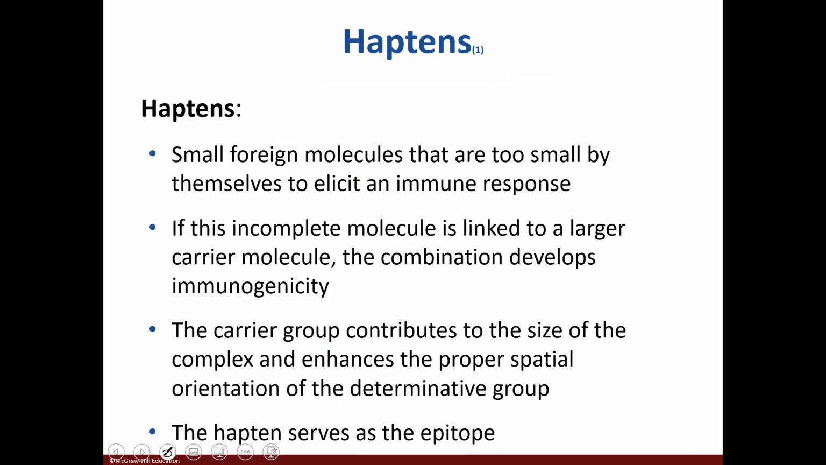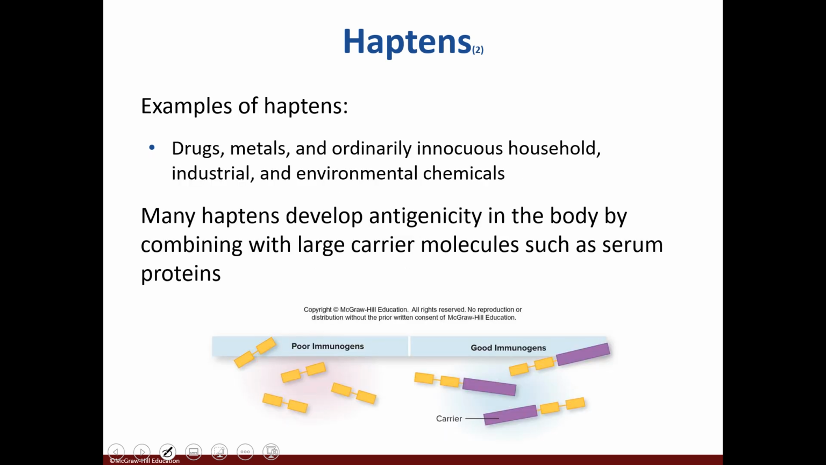Haptens are small molecules that alone cannot generate an immune response, but when linked to a larger carrier molecule, they can. The hapten serves as the epitope, or what the immune system cell binds to. An example of this could be a drug or household chemical like soap or detergent. Some haptens generate a response when they bind to serum proteins. Again, alone, they don't generate a response.